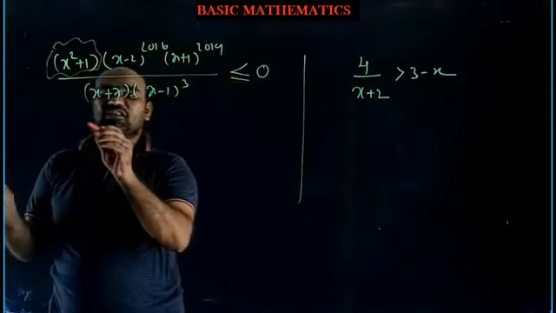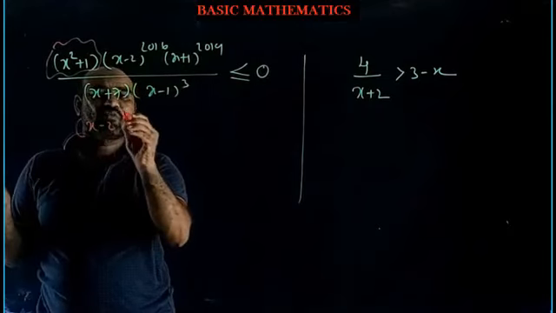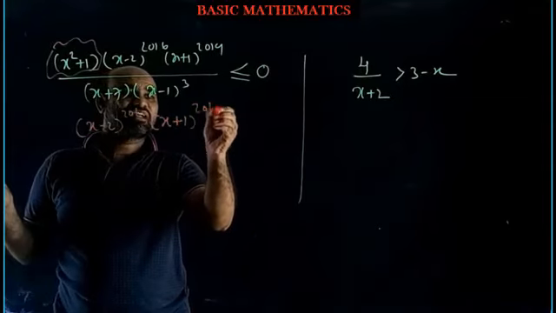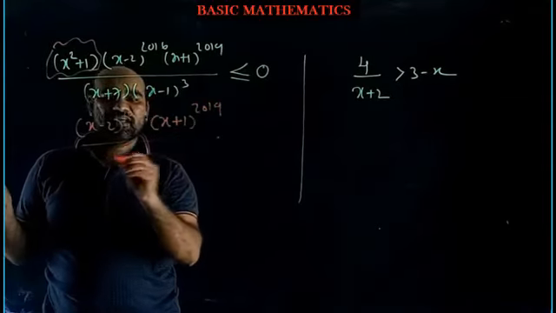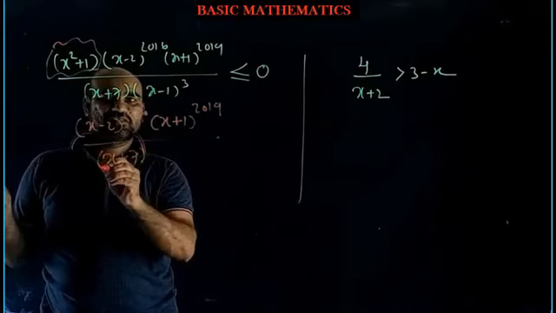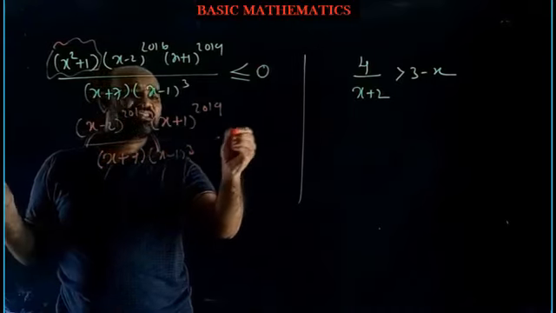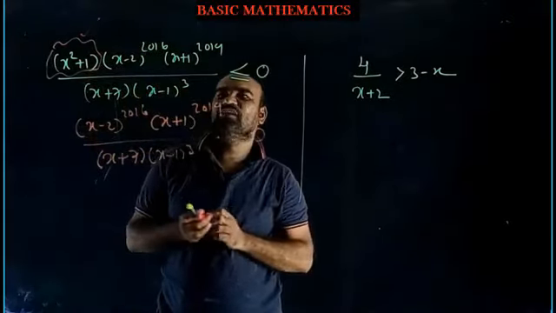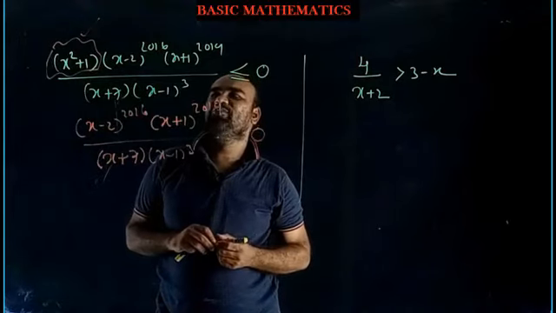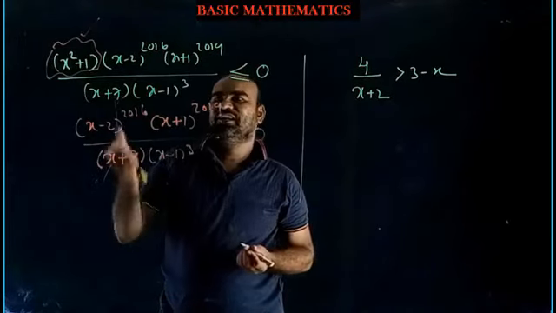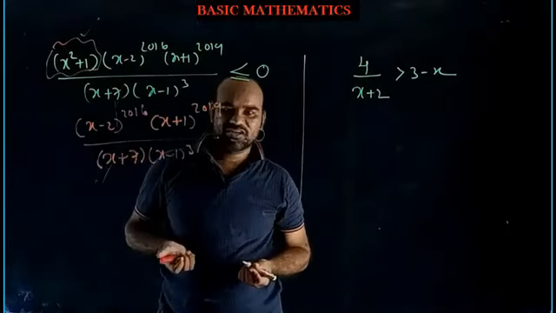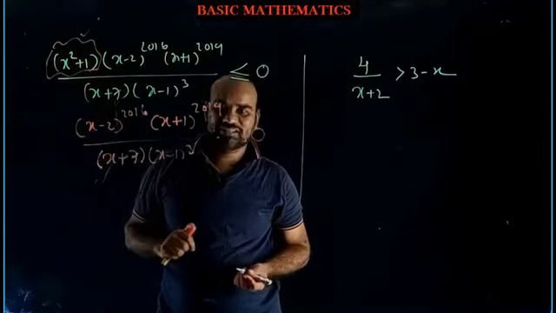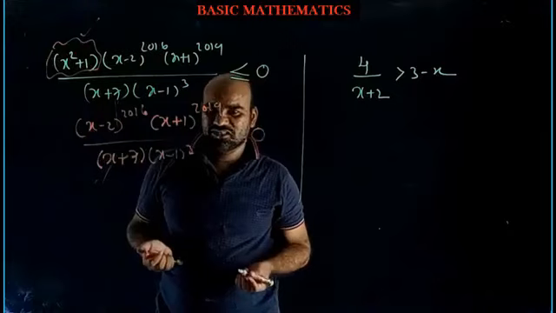So it is better to solve the problem (x minus 2) whole power 2016 into (x plus 1) whole power 2019 by (x plus 7) into (x minus 1) cube is lesser than or equal to 0. I just remove this, no problem. I can say that both sides I divided by x square plus 1. Nothing happened to the inequality because x square plus 1 is a positive quantity. So this expression won't affect the solution of the given inequality. That's why you can remove it.